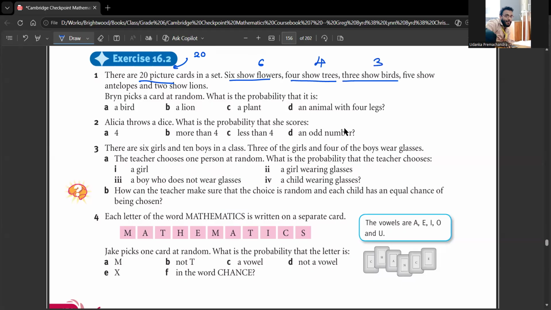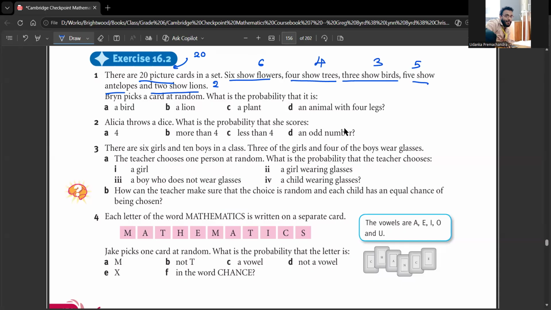Five show antelopes. There are five antelopes. And two show lions. There are two lions. 6, 10, 13, 18, and 20. Altogether 20. Clear? So now, Brian, pick a card randomly.